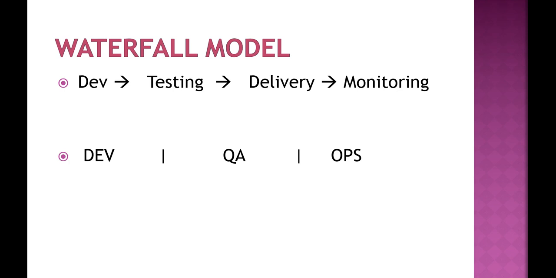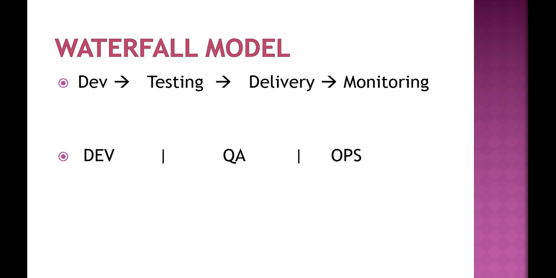Hence, it's a long process. Many people should be working, it is time taking, and the software will be delivered maybe after 2 years or 3 years. By that time, business might have changed completely. The client doesn't need this product anymore. So these are all the challenges faced by the waterfall model.